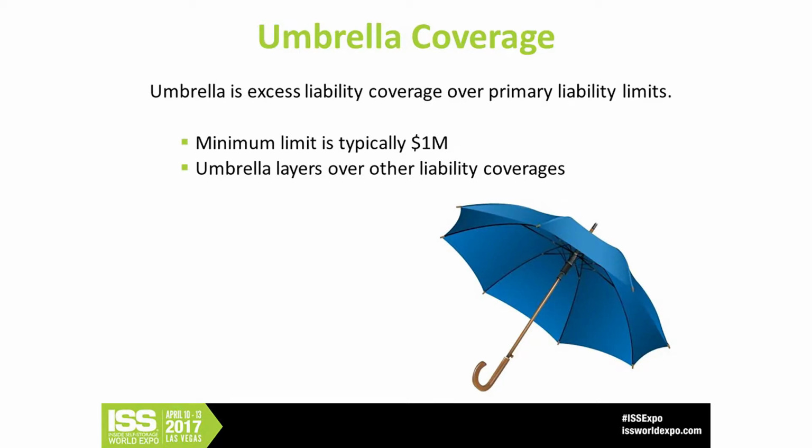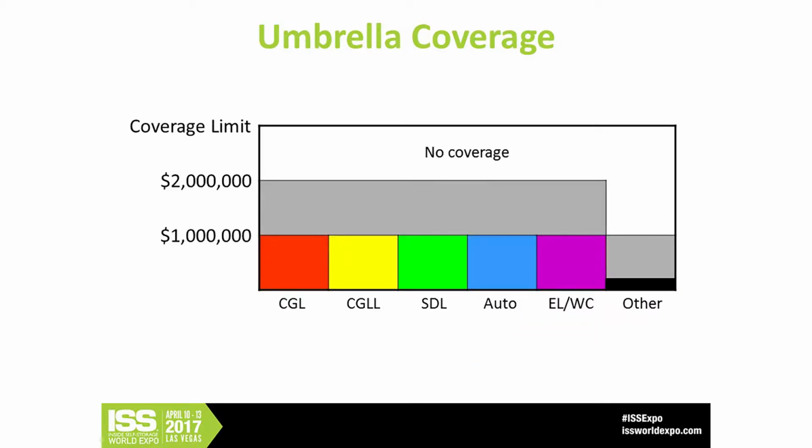Basically, the umbrella, and you'll see a visual in the next slide, is a layer over your primary coverages. As we talked about, the CGL is your comprehensive general liability, the customer goods legal liability, your sale and disposal liability, auto liability, and employer's liability that's associated with your workers' comp. If you have a $1 million limit, that umbrella is layering on top of that.